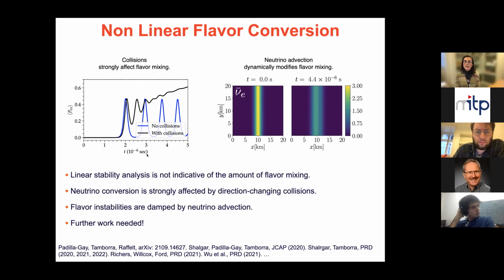However, there are other effects which have not been considered for a long time, like, for example, collisions or the advection of neutrinos, that can dynamically affect the way flavor mixing takes place. And so in the end, further work is definitely needed in this context, but we are developing a better understanding of how the flavor physics is taking place in the core of the star.